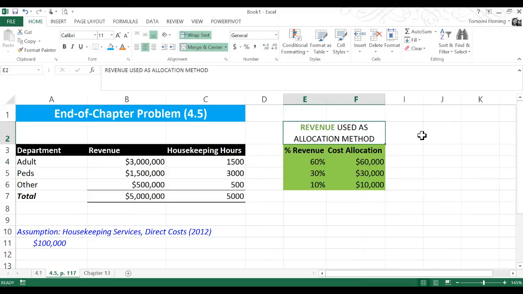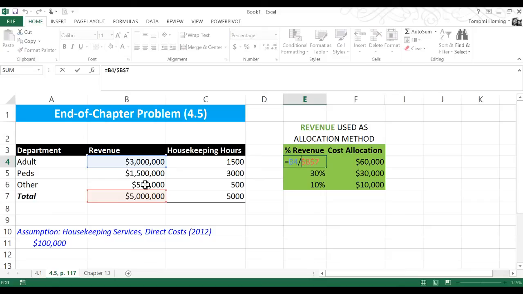So you can see here what I've done is I've created an extra couple columns, revenue used as the allocation method. And what I did was I calculated that percent. If you look at the formula, it's B4, which is the 3 million revenue generated by the adult department, divided by the 5 million total from all three departments, with an absolute reference so that the cell is locked as I copy and paste that formula down.